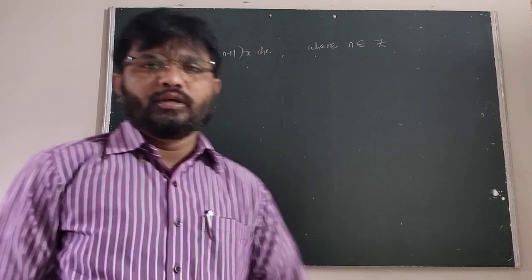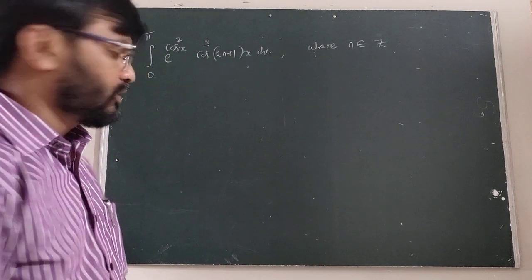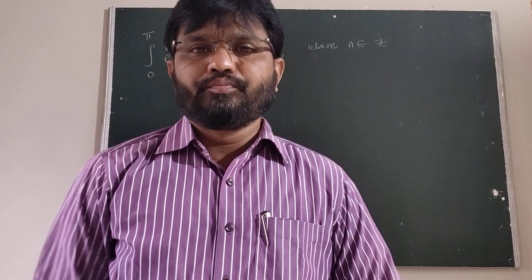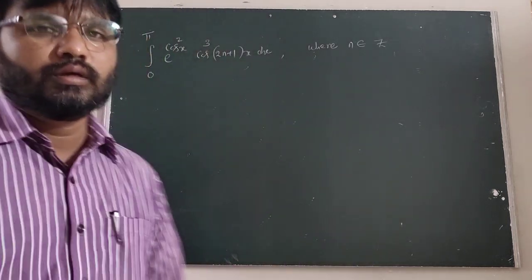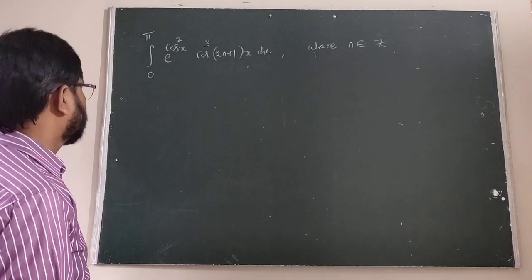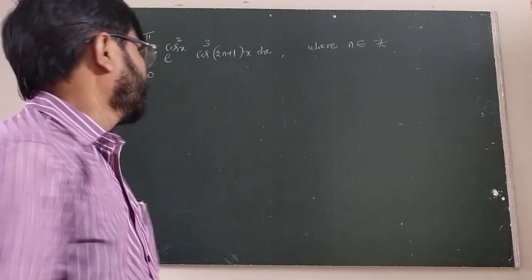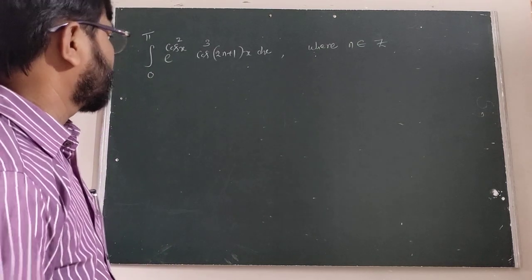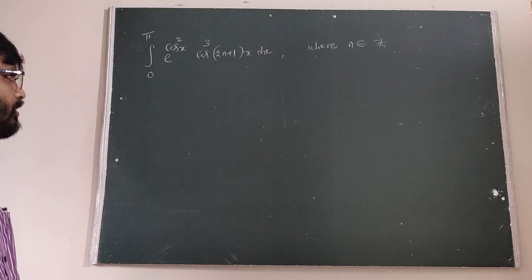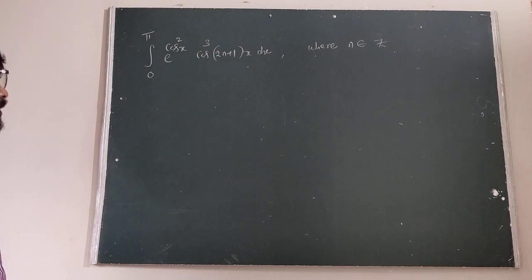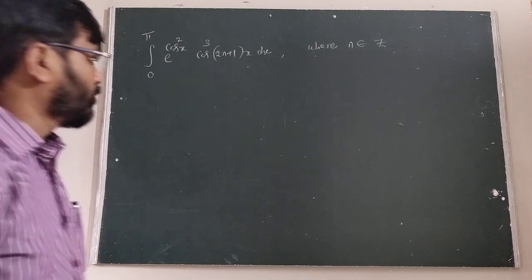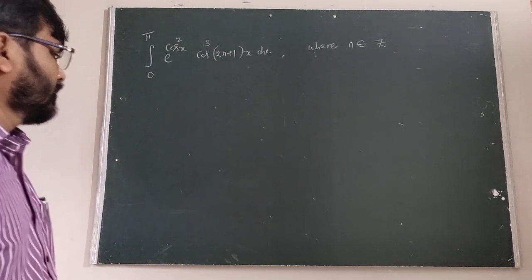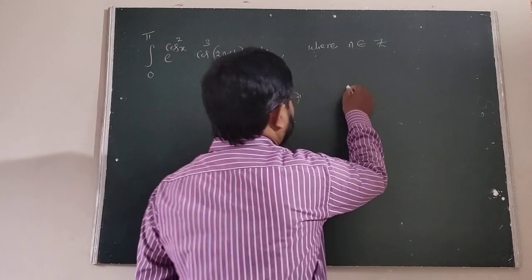Today we are going to discuss some models, previous IIT JEE questions, advanced questions. So the first one: the integral from 0 to pi of e to the power cos square x, cos cube of (2n plus 1) x dx. So we have to know the first property.